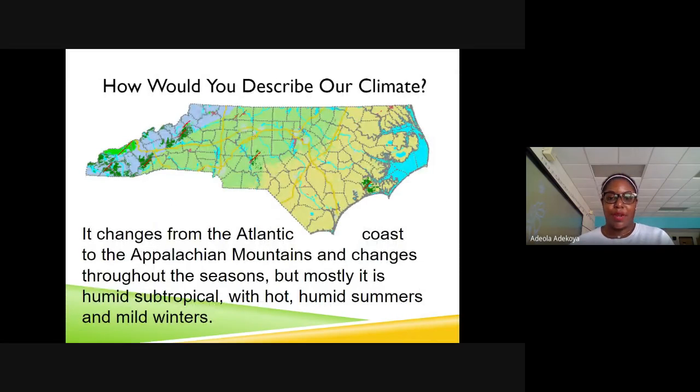So how would you describe our climate? The climate changes from the Atlantic coast to the Appalachian Mountains and changes throughout the seasons. But it's mostly humid subtropical with hot, humid summers and mild winters. So when we're saying our climate, we're talking about the climate in North Carolina.